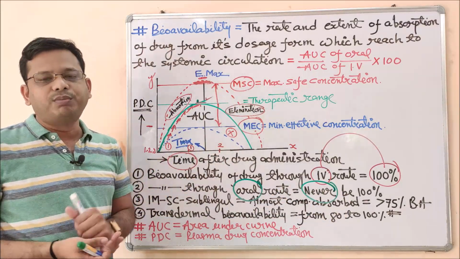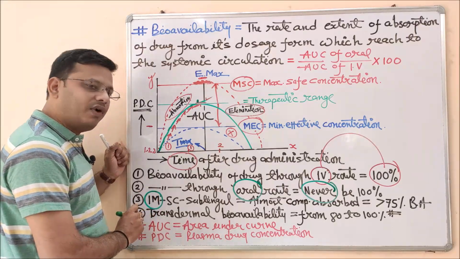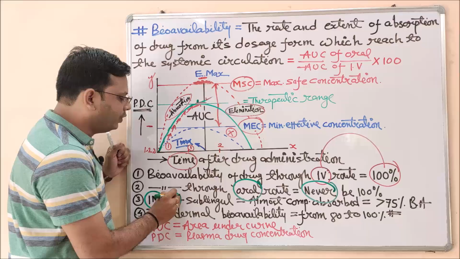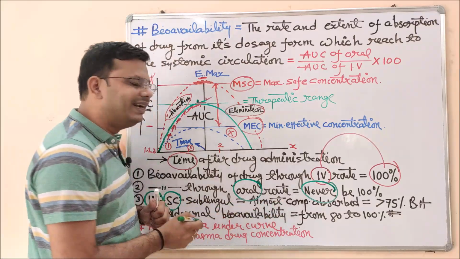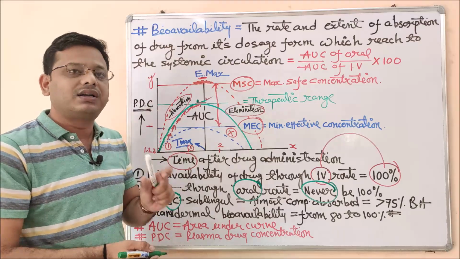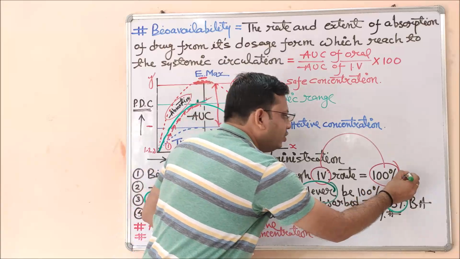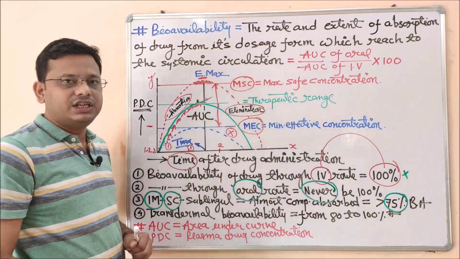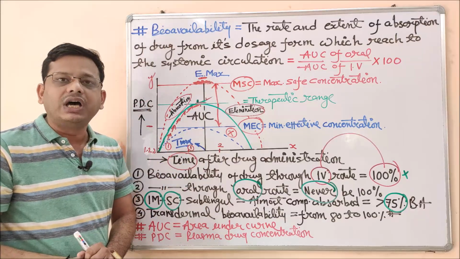That will never produce bioavailability up to 100%. Now the third one is, if you are giving any drug via intramuscular, subcutaneous, or sublingual route of drug administration, then almost complete absorption will take place, but the bioavailability will be more than 75%, but not exactly 100%. This point is very important, and the reference for today's point is Padmaja Udaykumar.